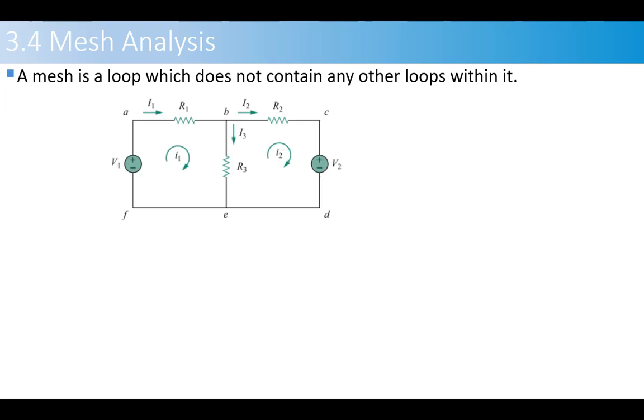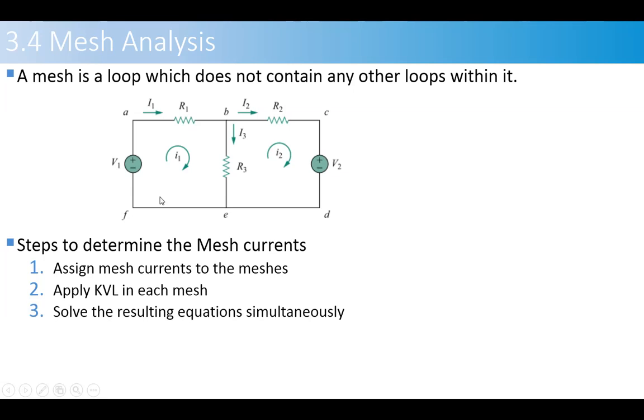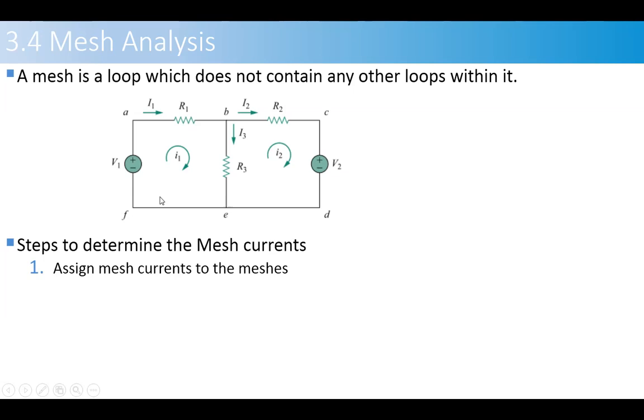Let's see what a mesh looks like in a circuit. So this is a circuit. There are at least three possible loops in this circuit. The first one is from A to B to E, F, and then again A. Another is B to C to D to E and B again. One possible loop is also A to B, C, D, E, F, and A again. So you can see there are three possible loops here.